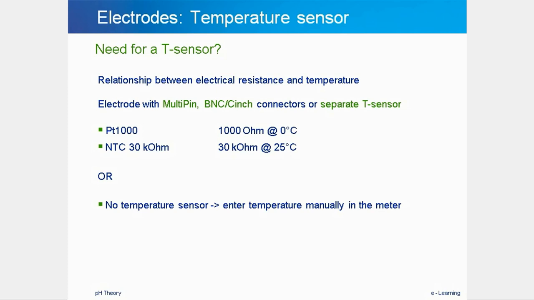When the sample measured is not at room temperature or is at varying temperatures, a temperature sensor is very useful to perform an automatic temperature correction of the measured pH values.